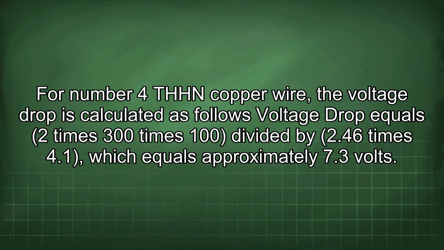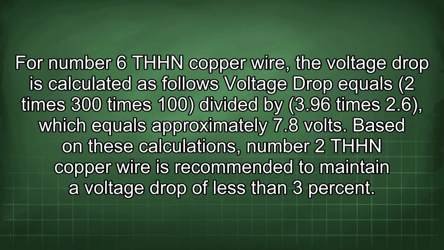For number 4 THHN copper wire, the voltage drop is calculated as follows. Voltage drop equals 2 times 300 times 100 divided by 2.46 times 4.1, which equals approximately 7.3 volts. For number 6 THHN copper wire, the voltage drop is calculated as follows. Voltage drop equals 2 times 300 times 100 divided by 3.96 times 2.6, which equals approximately 7.8 volts. Based on these calculations, number 2 THHN copper wire is recommended to maintain a voltage drop of less than 3%.